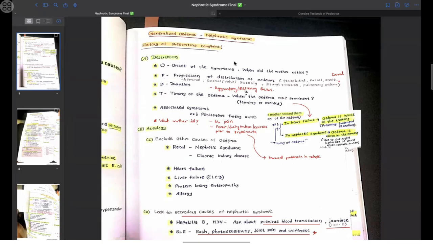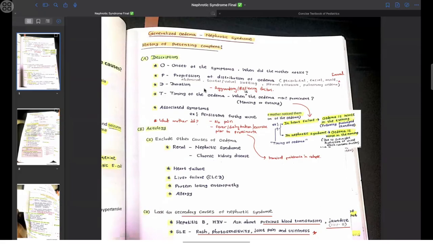So you're going to start your history with the usual things, introduction and all of that. I'm not going to go through that. Just the description of the edema. This is a good pattern to follow: first the onset of symptoms, and you ask when the mother noticed. Then you talk about the progression, and it's good to say how the edema has spread. Initially, if the mother noticed periorbital facial edema, where did it spread? Up to the ankles, or to the scrotum or vulva? Did the mother notice swelling there? Abdomen, pleural effusion, pulmonary edema. You can't ask directly, so better not to mention it here. You can mention those two in complications.